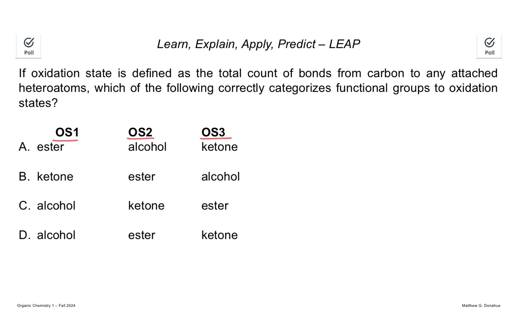So of the three oxidation states, 1, 2, and 3, you have a couple functional groups listed, and it's asking you to classify them according to the correct oxidation state.